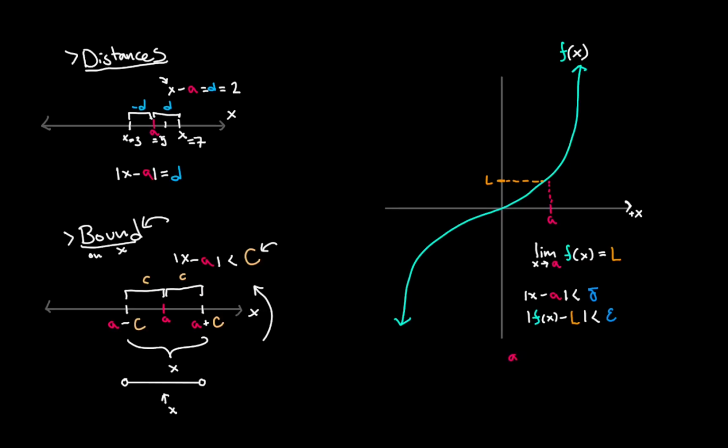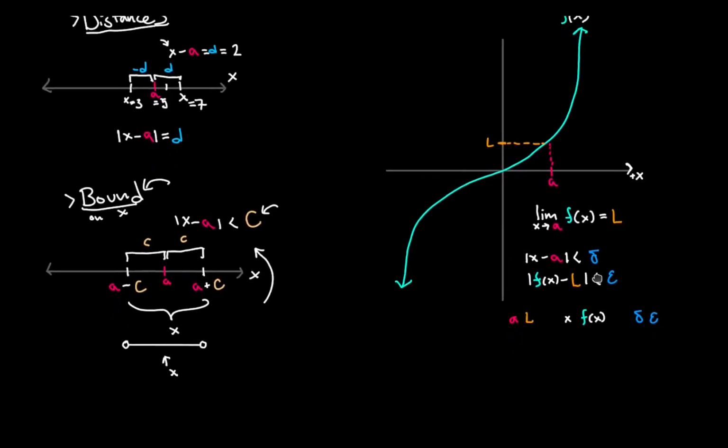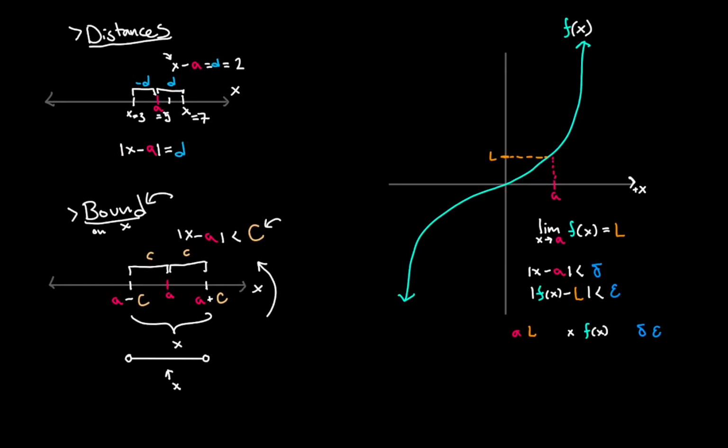So if we recap here, we have two constants. We have A and we have L. A and L, those are constants, and then we have a variable x, right? And then we have a value that changes based on what x is, so f of x, right? So if we know what x is, then we'll know what f of x is. And then we have two bounds on the distance between the variable x and A, which is delta, and then the bound between f of x and L, which is epsilon, right?